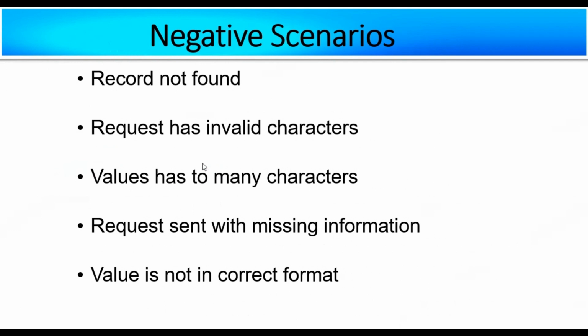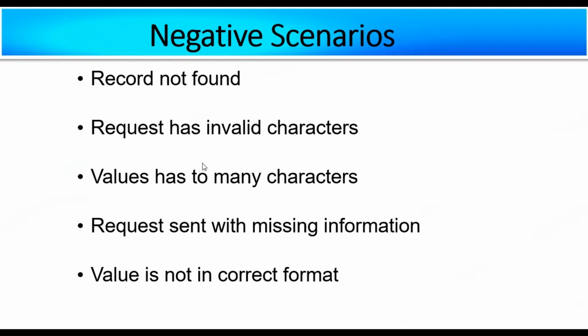The fourth scenario we have is we are sending an API request with missing information. For example, that particular API request body should contain all the fields, for example the first name, last name, date of birth. If you are not sending any one of those fields, we will get the bad request error with 400. And the fifth scenario we have is we have to send the data in a proper format.